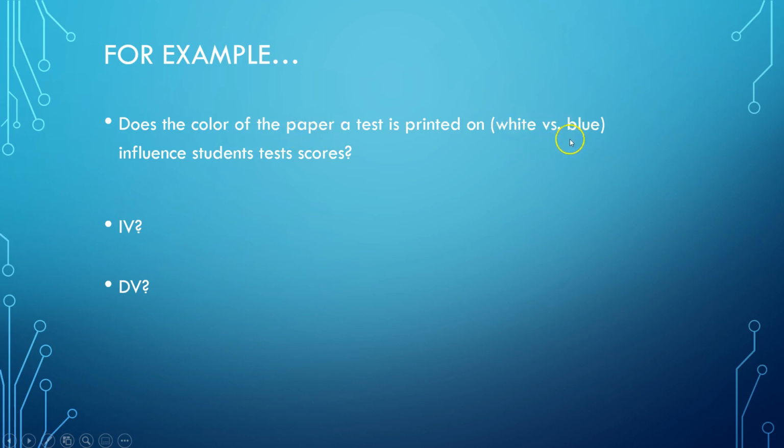And again, I'm choosing this. I'm manipulating it. It could be white paper versus green paper, or white paper versus pink paper, or pink paper versus blue paper. Totally up to me. And the dependent variable, what I'm measuring, is students' test scores.